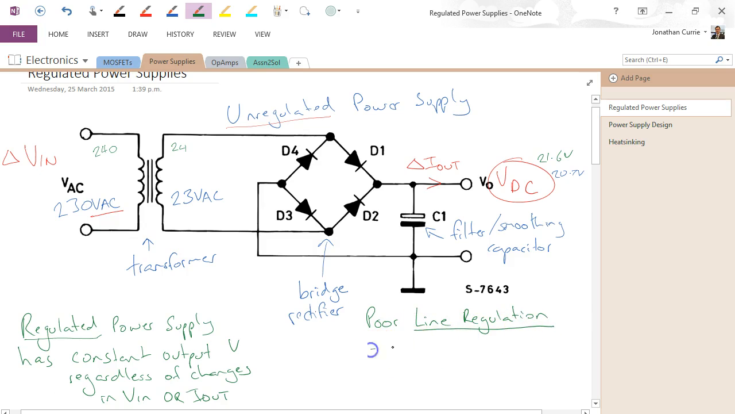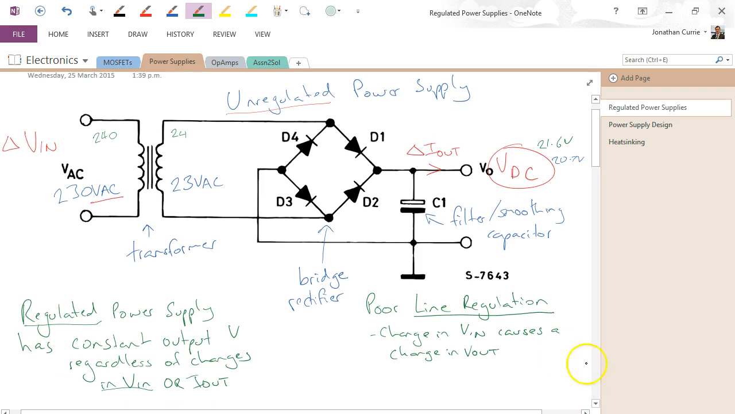Alright, and that term means a change in Vin causes a change in Vout. So a circuit with good line regulation, regardless of what the input voltage does, we should get a constant output voltage. So regardless of changes in Vin, that's one of our regulation parameters.